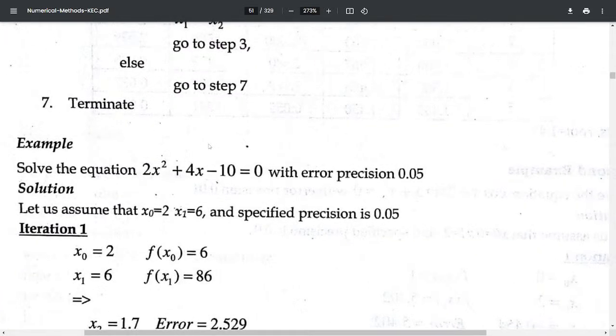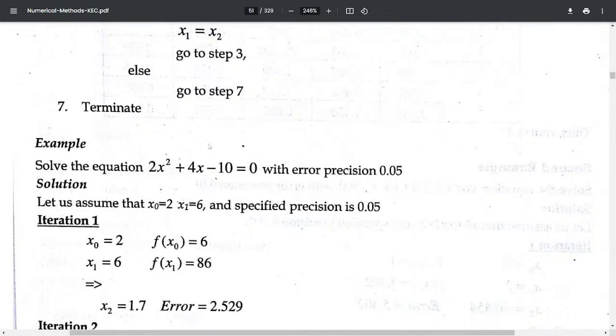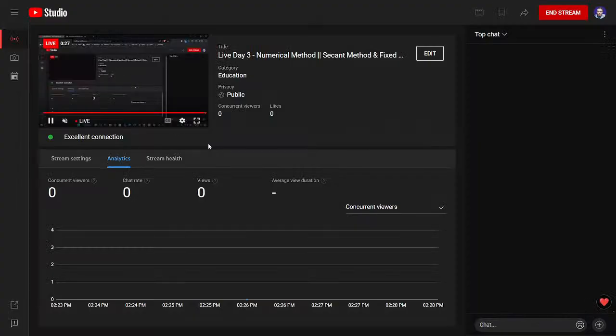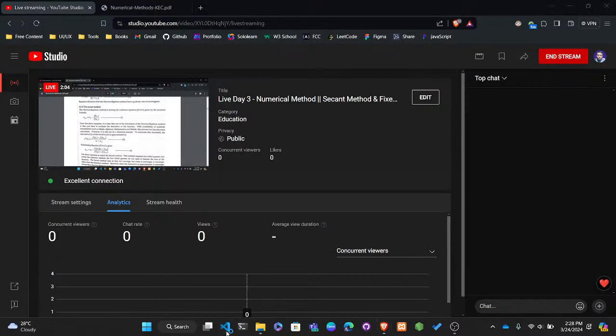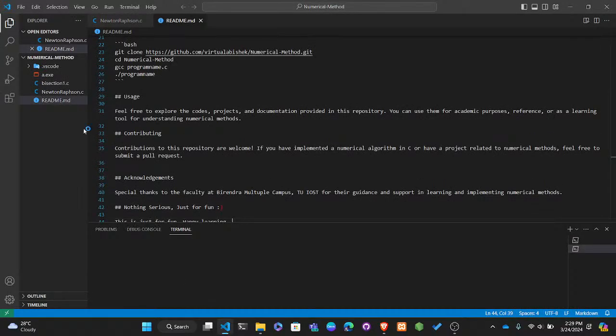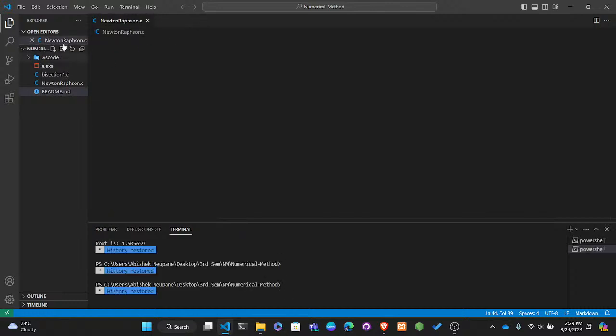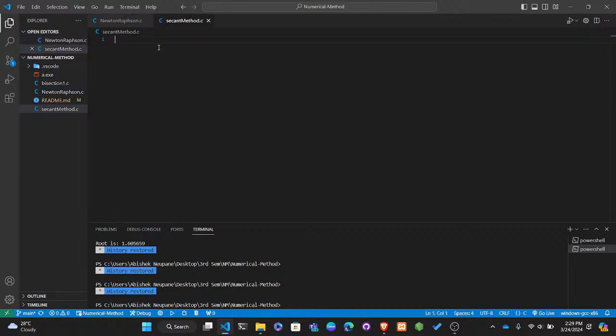Okay, so now let's solve this question in a C program. That was it mathematically, so let's solve this in a C program. I am using VS Code for this. Let's create a new program called secantmethod.c. Okay, let's start, just starting with the header file.